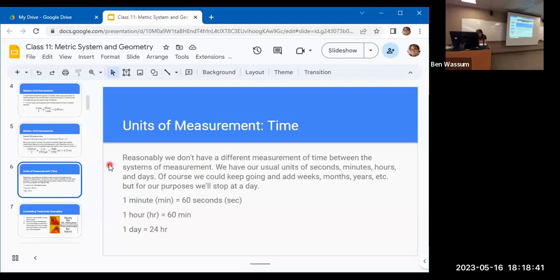Now, when it comes to units of time, this one kind of stands out from the metric system or the American system, because we don't have metric time and American time. And if we did, I would hate everything. As it is, we have daylight savings and that complicates enough.